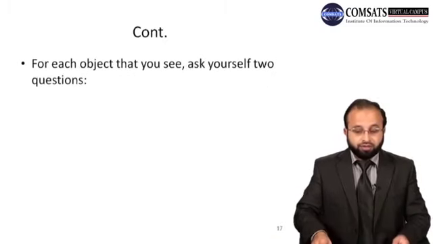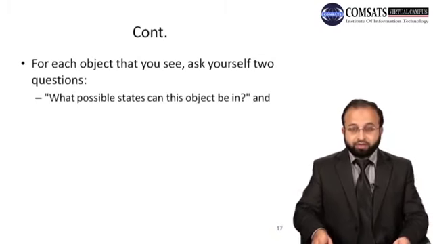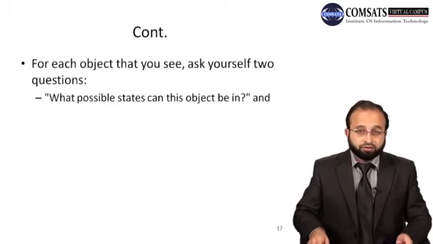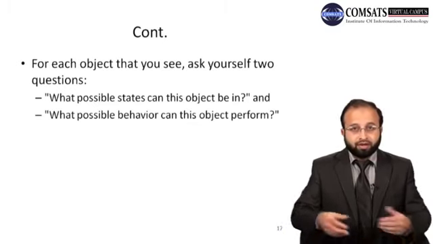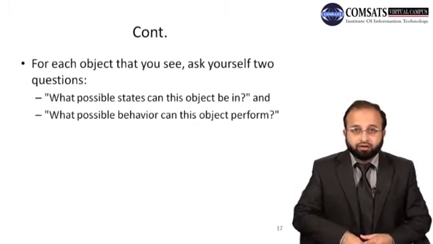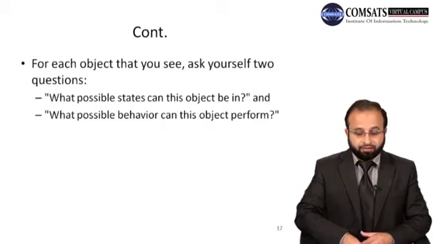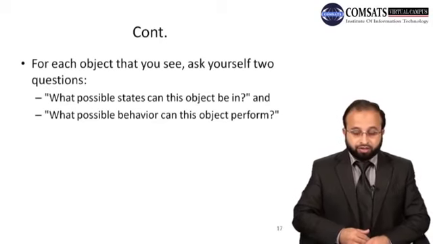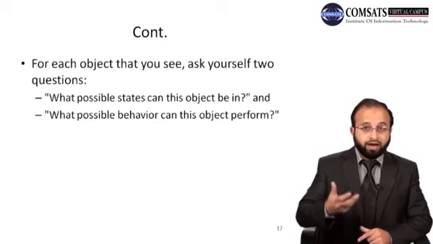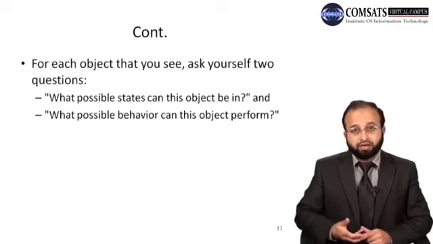For each object that you see, you ask yourself two questions. What possible states can this object be in, and what possible behavior can this object perform? What I can suggest is that you look around, note down the objects, and try to answer these two questions for at least 5 different objects, right? The questions are: what are the possible states of the object you find in your surroundings, and what are the possible behaviors of that object?